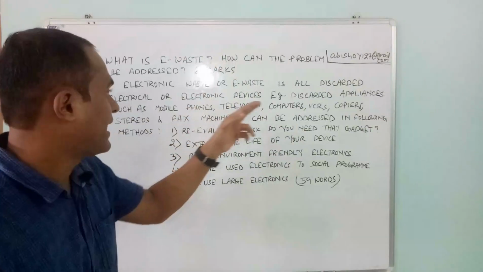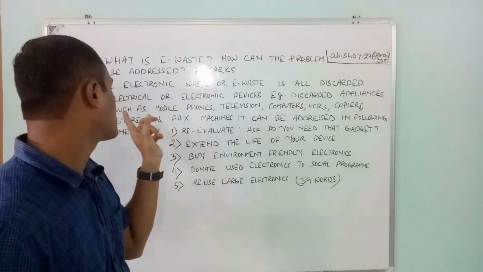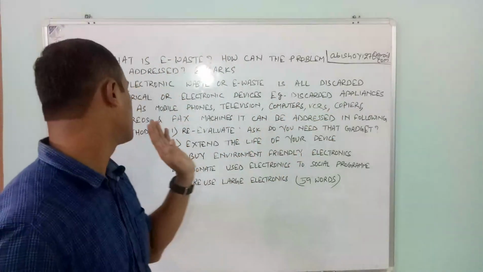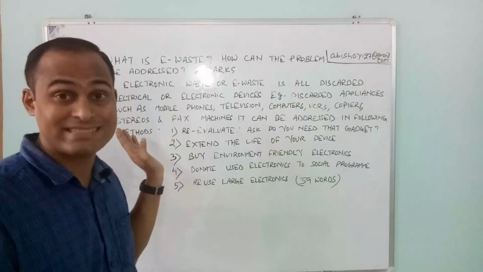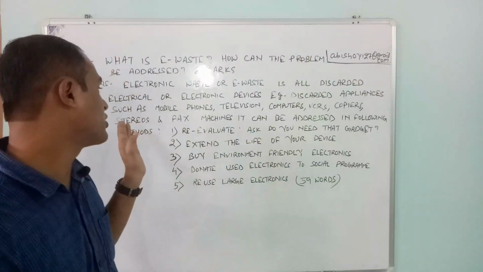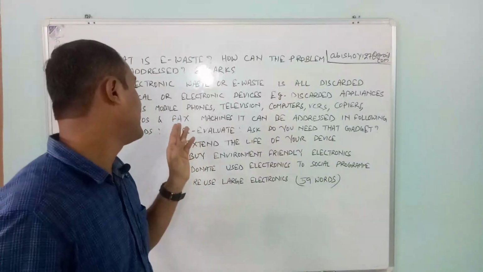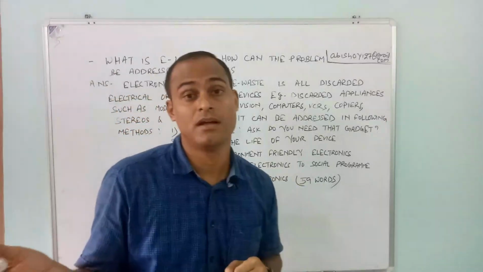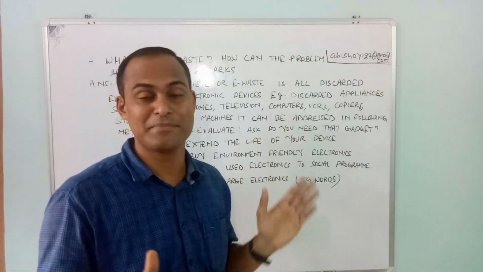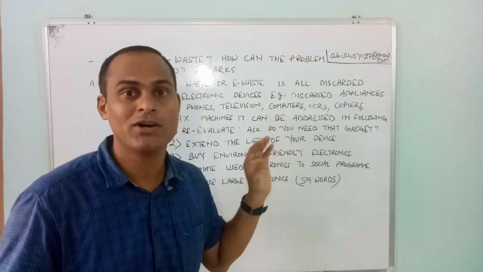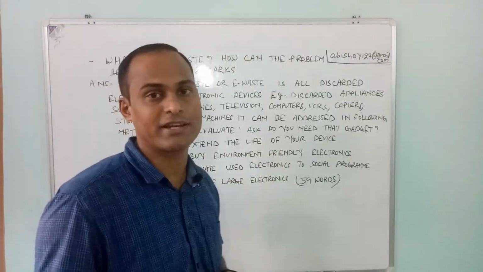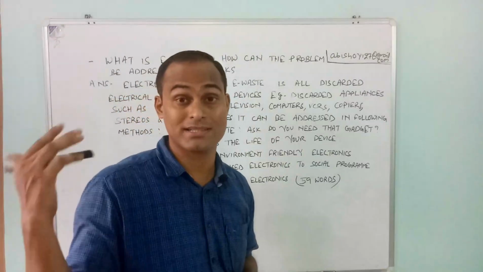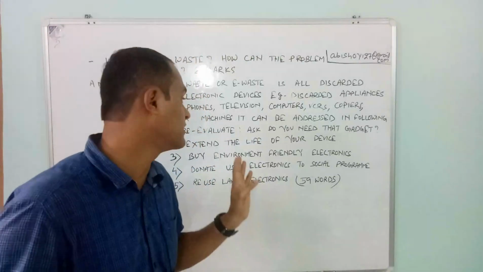Examples are discarded appliances such as mobile phones, televisions, computers, VCRs, copiers, that is the Xerox machine, stereo headphones, fax machines, and the music system. I have not mentioned all of these because there is a word limit, so I left out two or three. You can mention the DVD and the music system here.